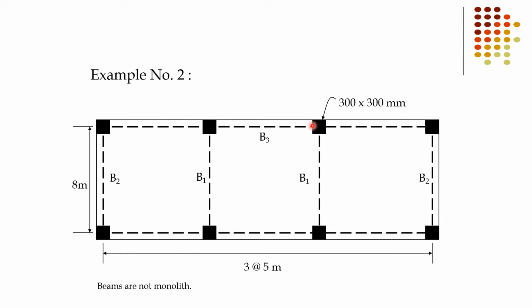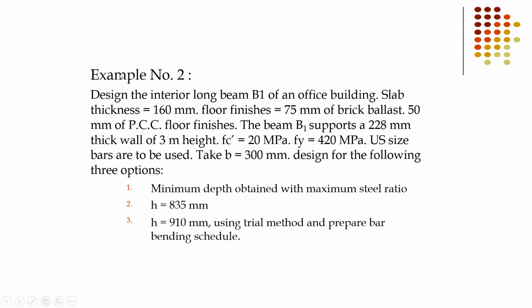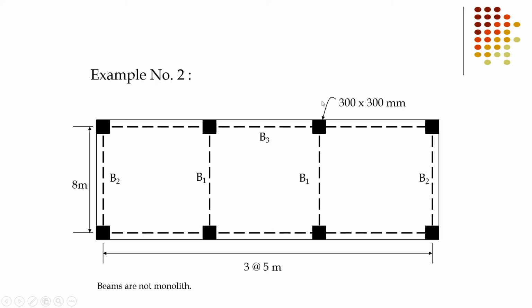In this design example, design the interior long beam B1 of an office building. Okay, this is an office building, that is the B1. Here it is mentioned that the beams are not monolithic, meaning beams are disconnected at the ends, not cast simultaneously, they are cast separately.